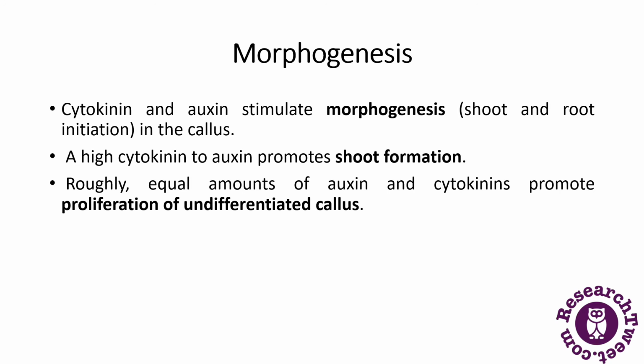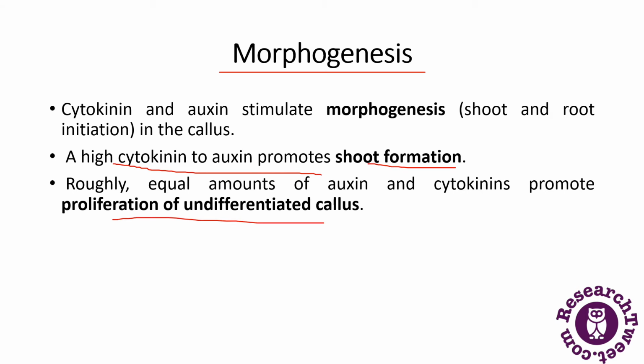So roughly, if we take equal amounts of cytokinin and auxin, it will promote the proliferation of undifferentiated callus. So in this, morphogenesis plays a role. A high cytokinin to auxin ratio promotes shoot development, and equal amounts of auxin and cytokinin promote the proliferation of undifferentiated cells. And if the auxin to cytokinin ratio is high, it will lead to root formation of the callus. So this was all about morphogenesis and how the cytokinin to auxin ratio plays a role in shoot development, root development and proliferation of undifferentiated callus.